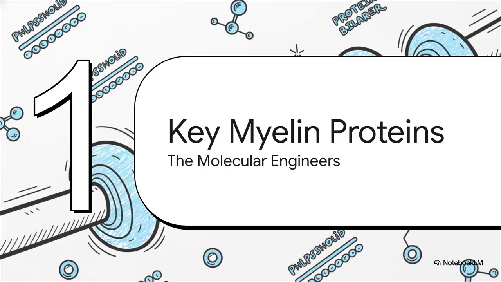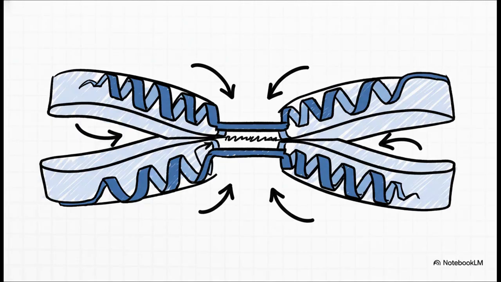Although they are less abundant, proteins are the molecular engineers that organize and compact these lipid bilayers into a functional sheath. We're going to focus on three of the most important ones. So first up is proteolipid protein, or PLP. This is the most abundant protein in CNS myelin. It's a highly hydrophobic protein that spans the membrane 4 times. Its primary job is to bring the extracellular surfaces of the myelin membranes together, which forms the intraperiod line. Mutations in the gene for PLP are known to cause Pelizaeus-Merzbacher disease, which is a severe hypomyelinating disorder.